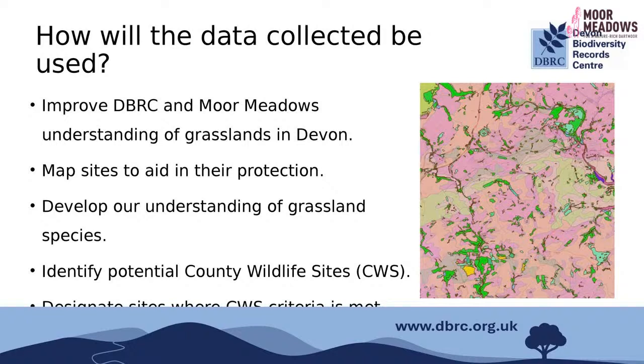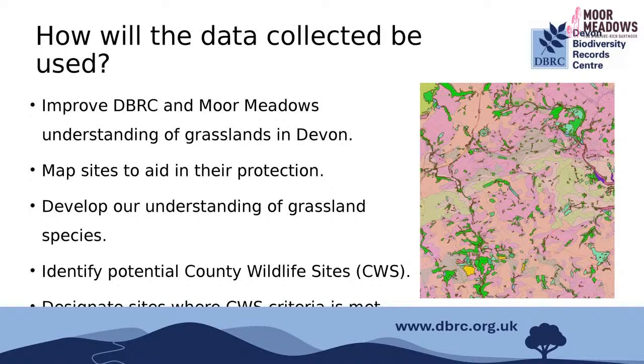So, how will the data that's collected through this project be used? The main priority for us is to provide Moor Meadows and DBRC with insight into the conditions and variety of grassland habitats within the Moor Meadows network, but Devon as a whole. But the idea as well is really to engage landowners and other surveyors with the meadows that they see daily, and also to get engaged with plant identification.